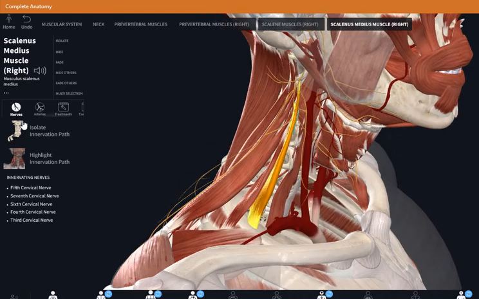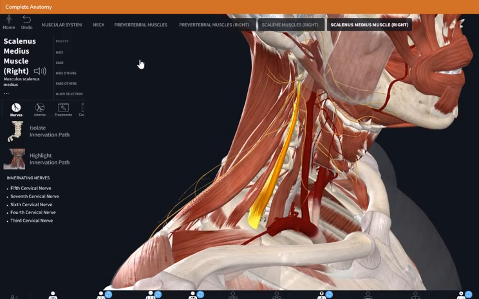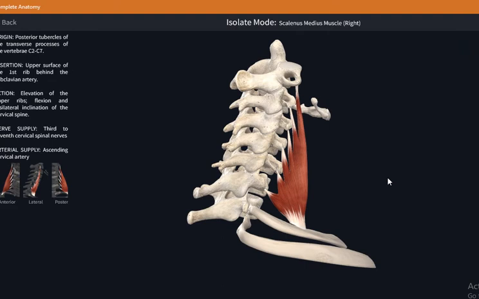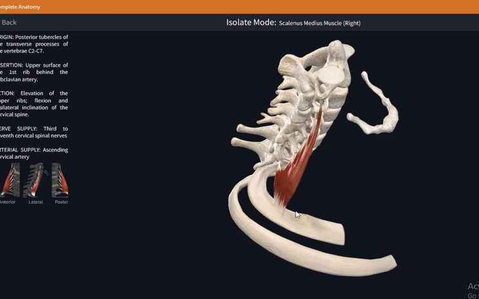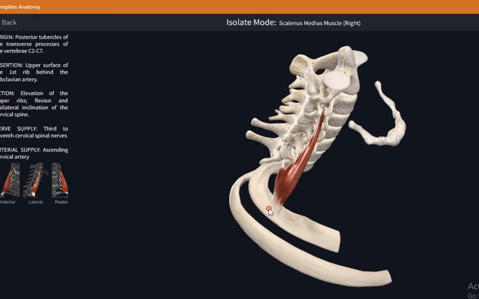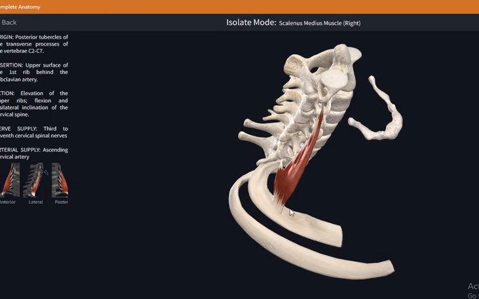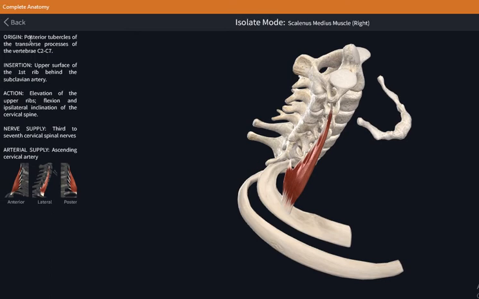Now in this case, you can isolate it to visualize origin and insertion. Origin is going to be the transverse processes of C2, C3, C4, C5, C6, and C7. So from C2 to C7 are the transverse processes, and you see that it ends on rib 2, a ridge on rib 2.